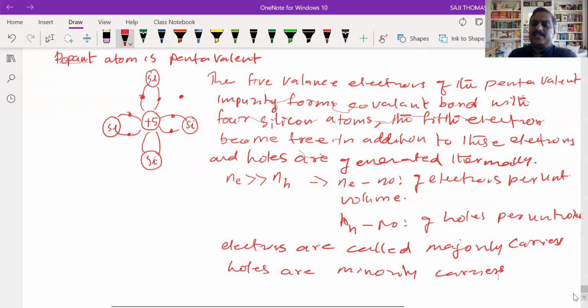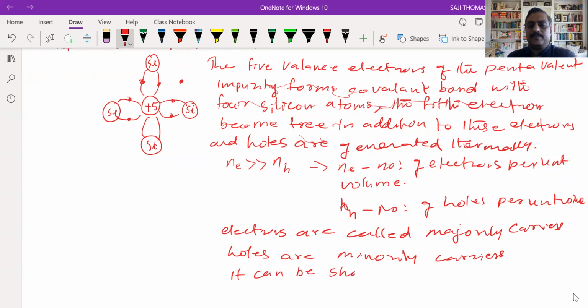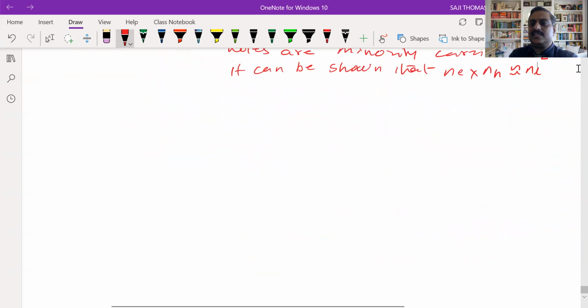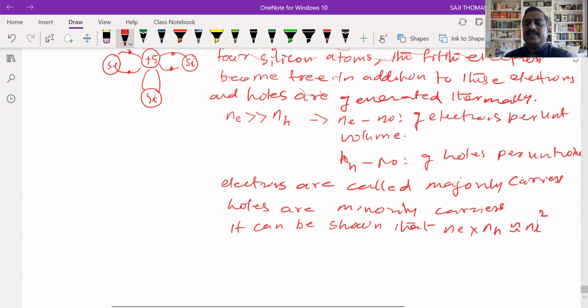It can be proved that if you find the product of these two types of charge carriers, Ne into NH, that will be nearly equal to Ni square. This Ni is known as the intrinsic charge carrier concentration. This we have learned last class.